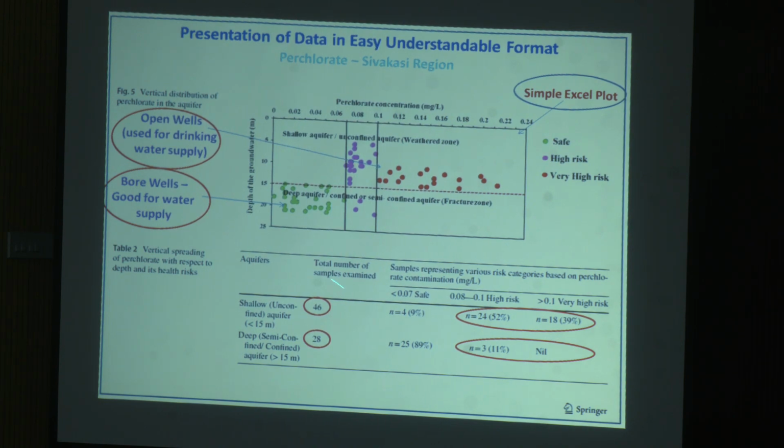We have collected so many samples, 46 samples from shallow wells and 28 samples from deep wells. But unless you generate it, or if you present your data like this, you will not be able to understand the impact or the importance.